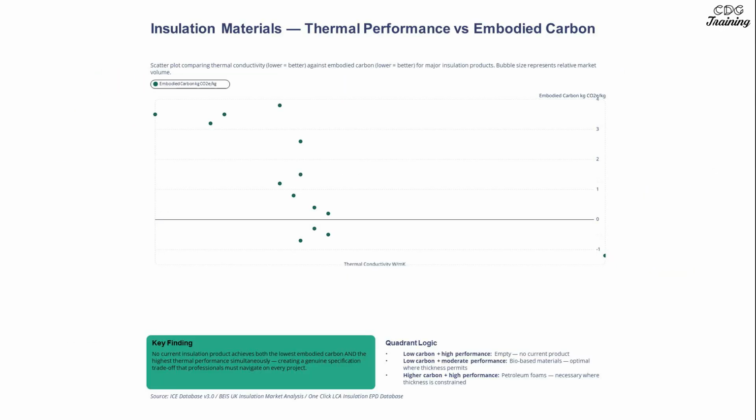A scatter plot reveals the relationship between thermal conductivity and embodied carbon in insulation materials. This comparison helps identify products that offer the best balance of performance and sustainability.